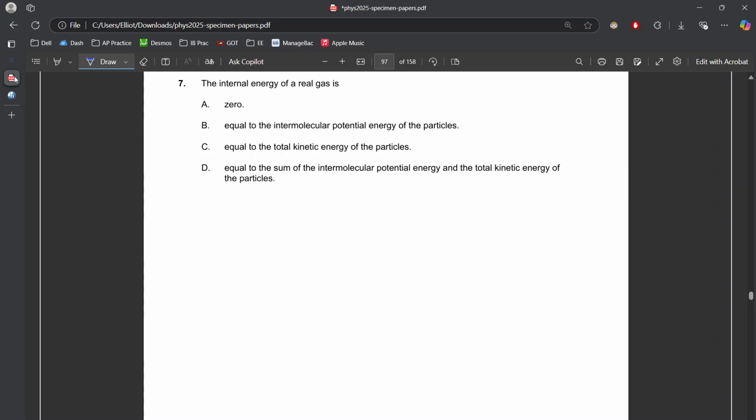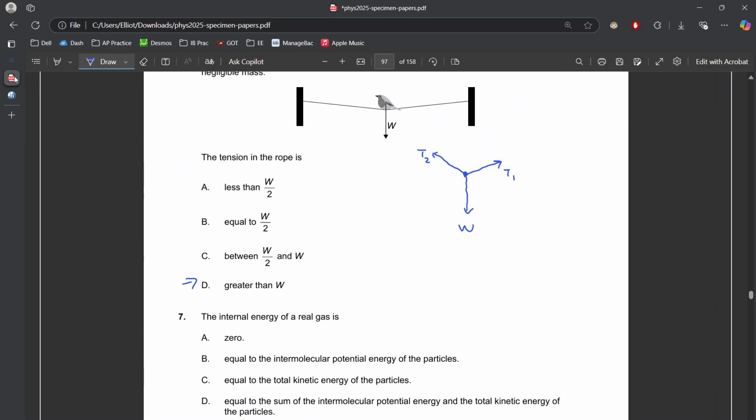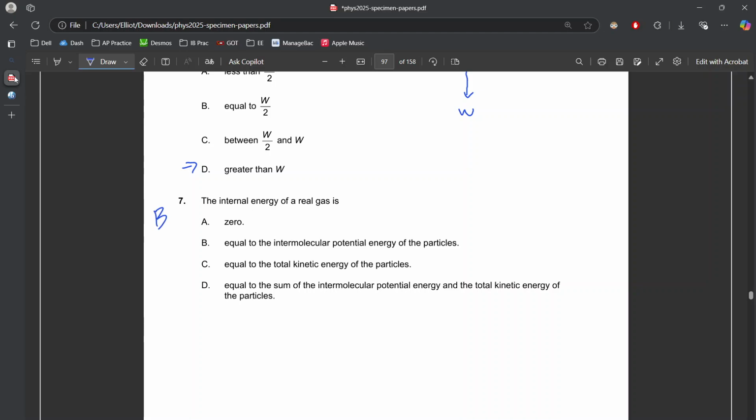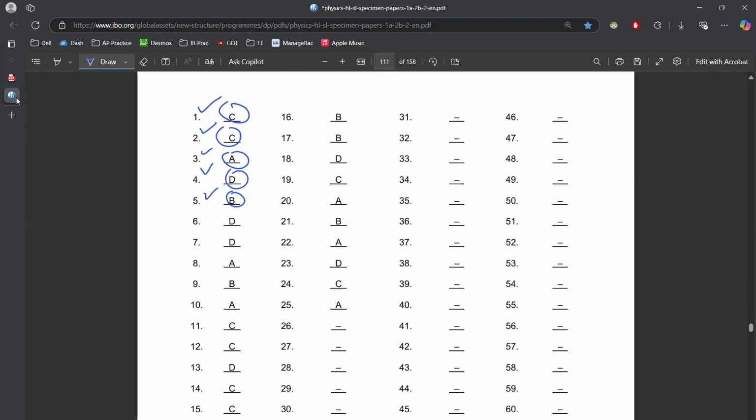Internal energy of a real gas is... man, this is a definition question. You see they moved on to B. So this was all A, and now they're going on to theme B. It's all the kinetic and potential energies of the actual particles, if I recall correctly. So I think this is part of it, this is part of it, but this is all of it. So I'm going to say D. So 7D. Alright, correct. So we got this one.